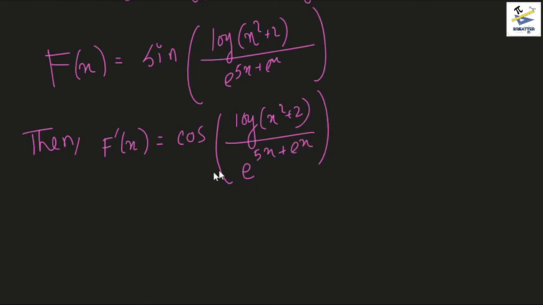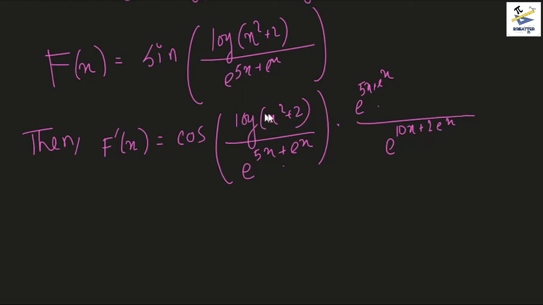multiplied by, now we have the part where we actually do the f(x) by g(x) thing. So this is g(x), this is f(x), so this should be squared. Squared means multiplying by 2 in the power, which is e to the power 10x plus 2 e to the power x. Then we have e to the power 5x plus e to the power x into the differentiation of log of x square plus 2.